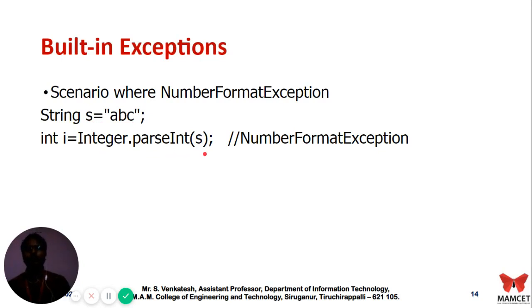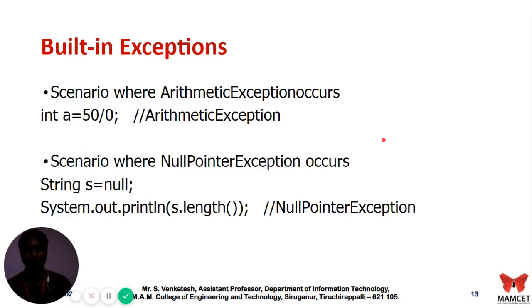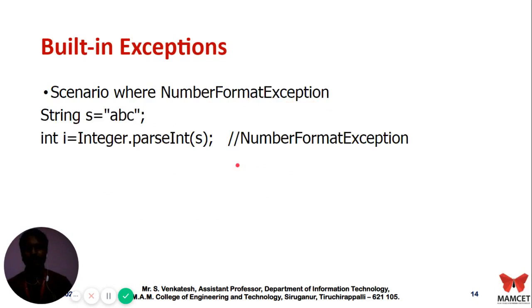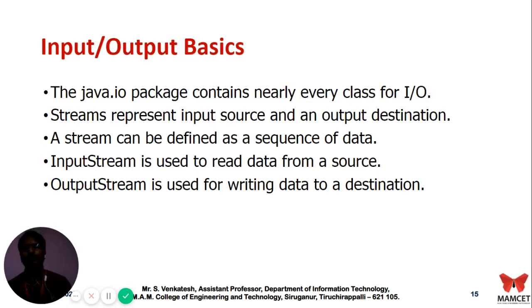So you are trying to convert the string into an integer. It is not possible. The string abc cannot be converted into digits, an integer. So it is a number format exception. You have seen arithmetic exception, null pointer exception, then number format exception. These exceptions are already given, so they are called built-in exceptions.